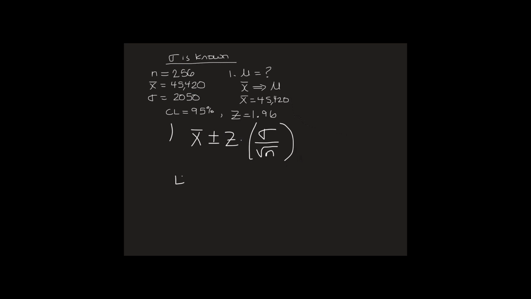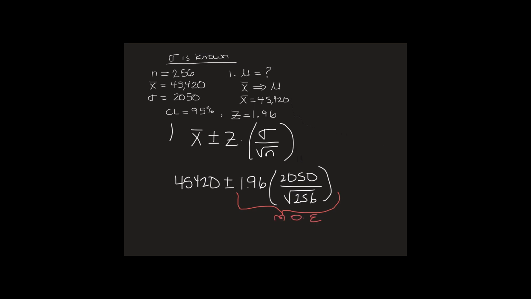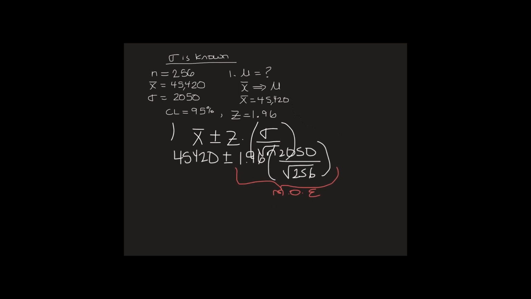Okay, so X bar we have is 45,420 plus or minus our Z of 1.96 times sigma, which is 2050, over the square root of 256. Now we need to find what our margin of error is. So what do we know? We know that the margin of error is the entire component to the right of the plus or minus. So this red highlight is your margin of error, and that's what we need to find for this problem.